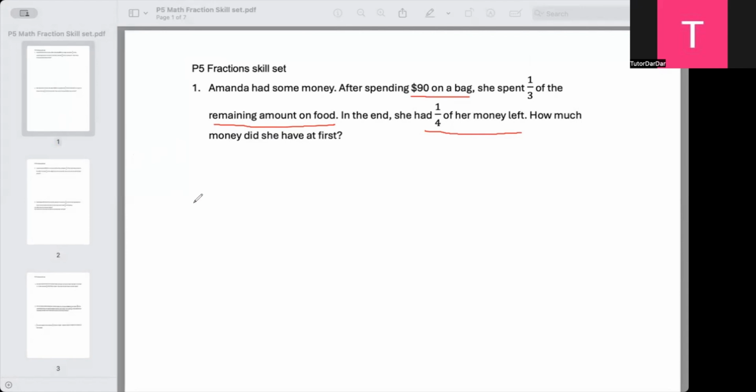How much money did she have at first? So we will be using the branching method to solve this problem.